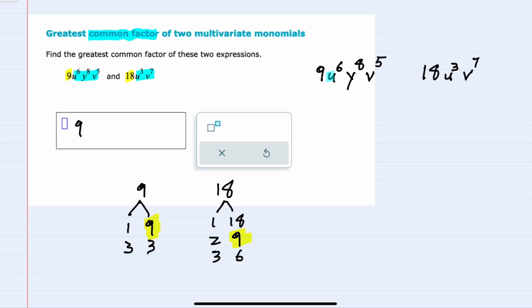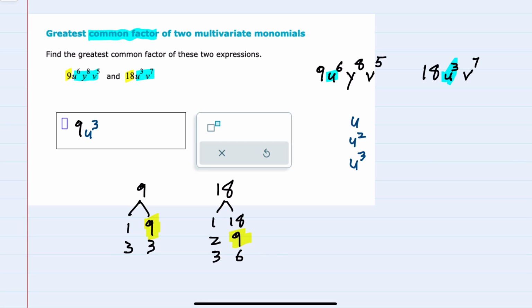And when I look at the u's, I would say yes, they have a common u, but how many do they have in common? They both have at least one u, they both have at least a u squared, and they both have at least a u to the third power. So the highest power of u that I have is u to the third. That would be part of the greatest common factor.